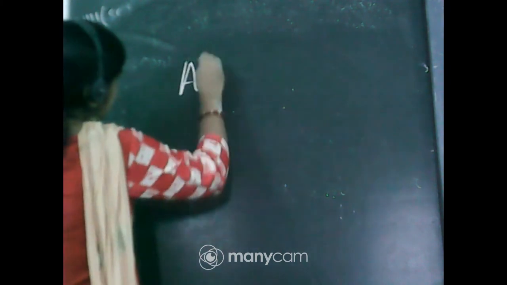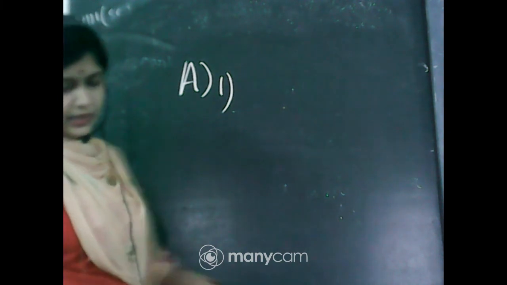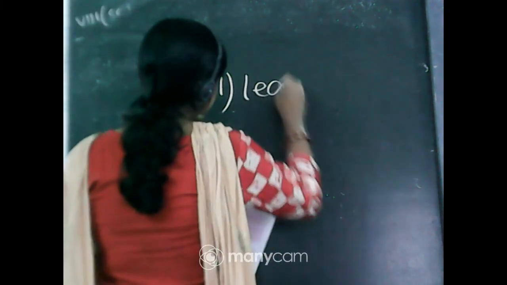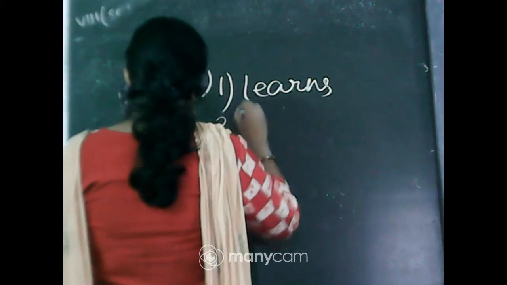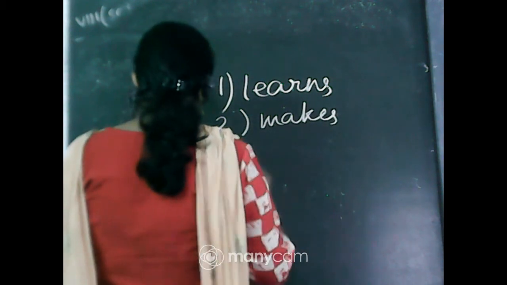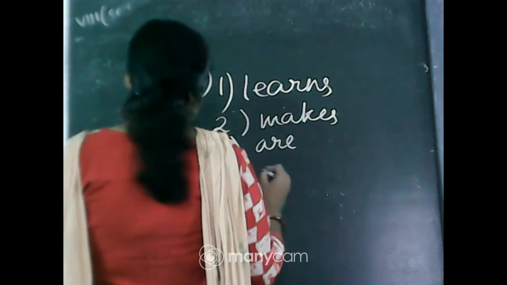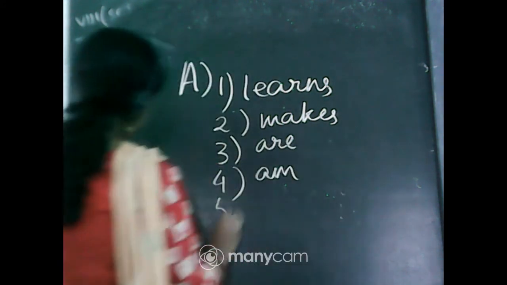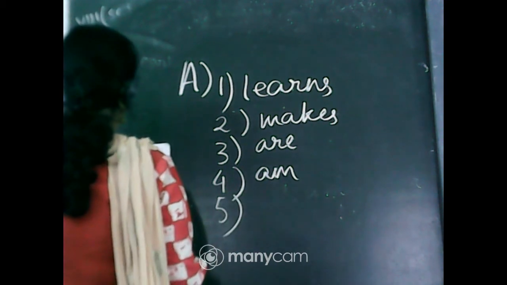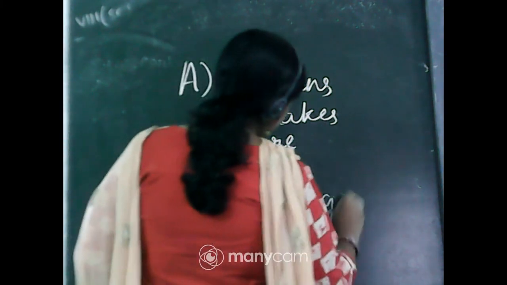Write the answers, but match your answers with the ones on the board. Number A1, learns. Yes, it will be learns. Number 2, she makes. Number 3, you are. Number 4, I am. Number 5, are you going out today? So it will be are and going.